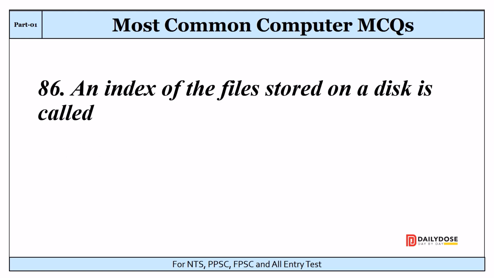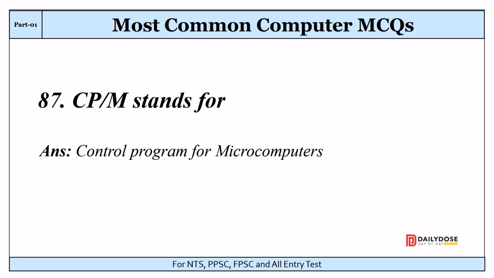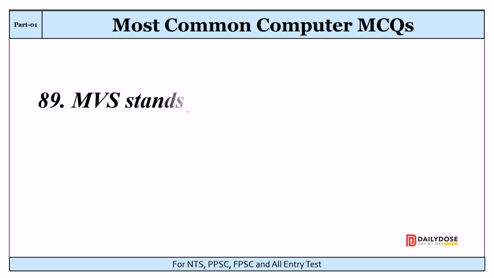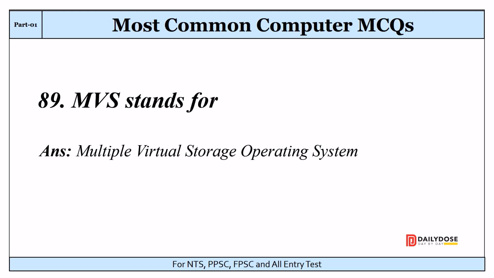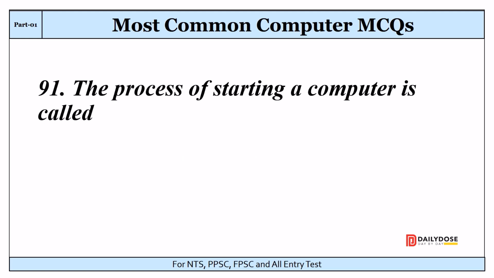An index of the files stored on a disk is called a directory. CP/M stands for Control Program for Microcomputers. CP/M was developed by Digital Research Incorporated, USA. MVS stands for Multiple Virtual Storage Operating System. MVS is used in mainframe computers. The process of starting a computer is called booting.